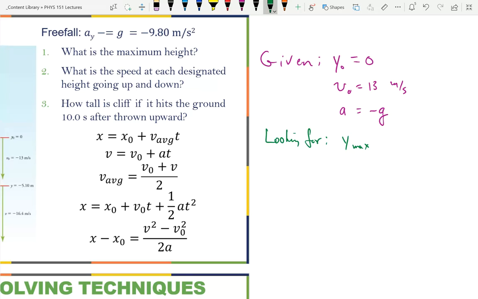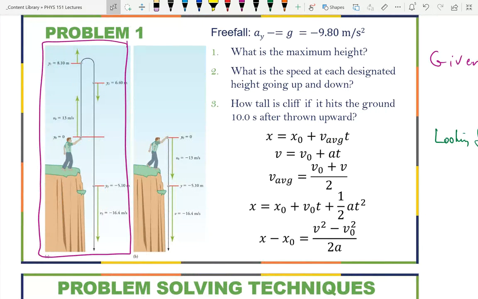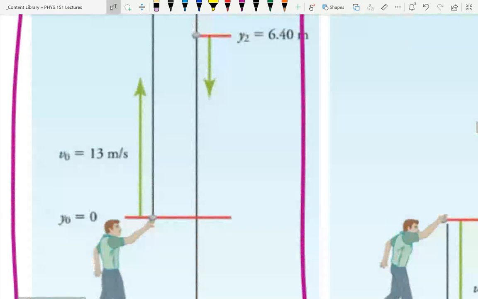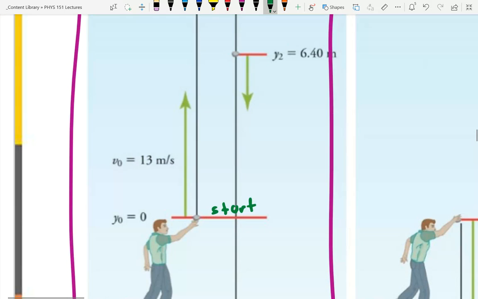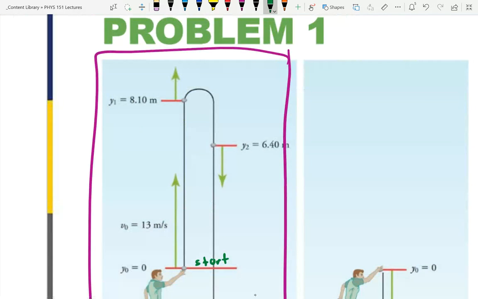So I put Y subscript of max for the maximum height. Now there's another inferred but not given thing. What's my starting and ending points in this picture? Starting point is zero. Okay, so this is my starting, right? Where's the end? For finding the maximum height, my end is at the top.